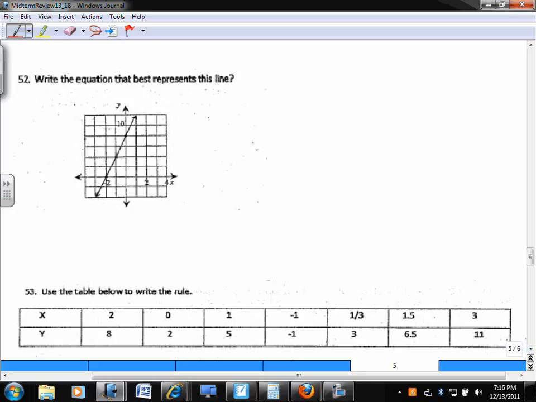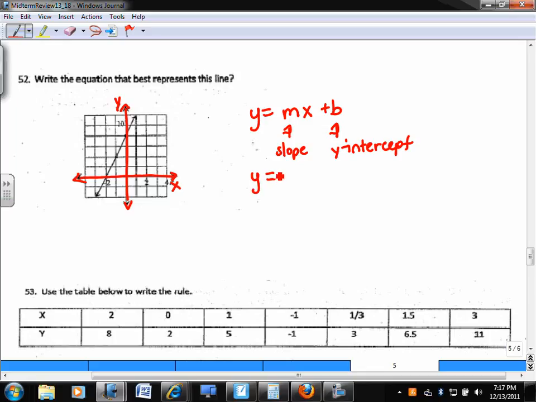Write the equation that best represents this line. Okay, well, let's look. Where are our axes on this graph? So we have our x-axis here and our y-axis here. Again, our equation requires a slope, which is our m, and a y-intercept, which is our b. Okay, where does the line cross the y-axis?